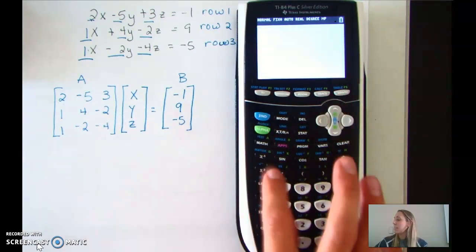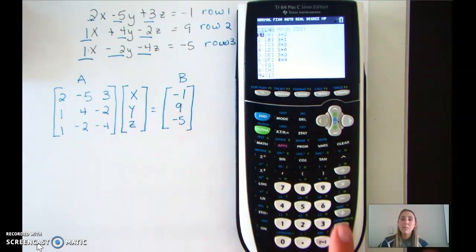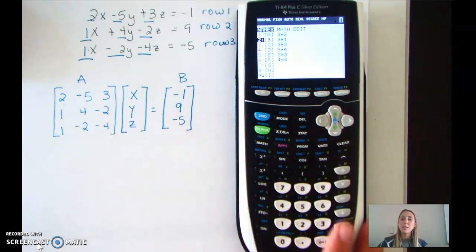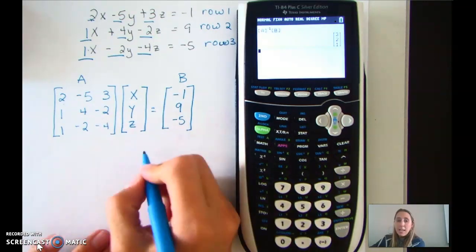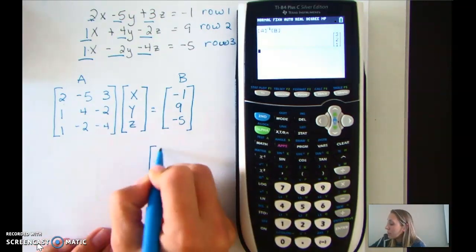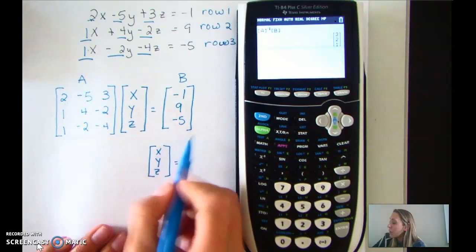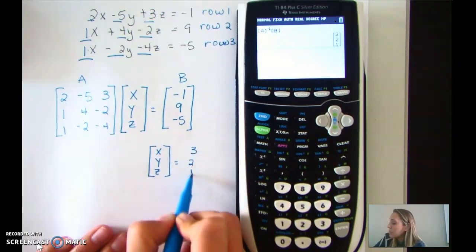Now I'm going to hit second matrix. I'm going to select my first one, and I'm going to have matrix A. Then I'm going to use my inverse key, and now I have the inverse of matrix A. Then I'm going to take second matrix again. I'm going to scroll down to B, and now I have inverse matrix A times matrix B, which is what I want to get them to solve. Then I just hit enter, and I have my answers. And I end up with an answer of, and I'm going to write my answer in matrix form, x, y, z is equal to 3, 2, 1.